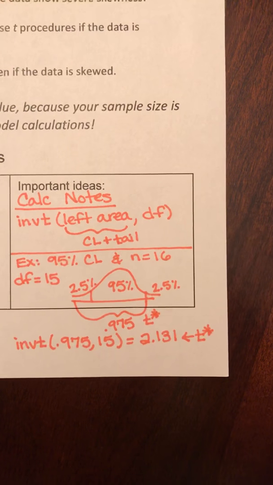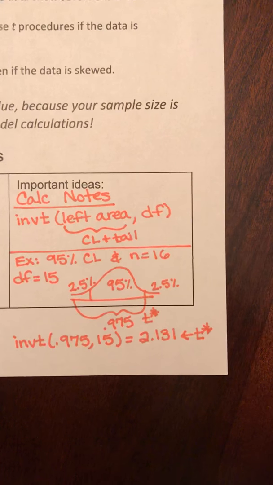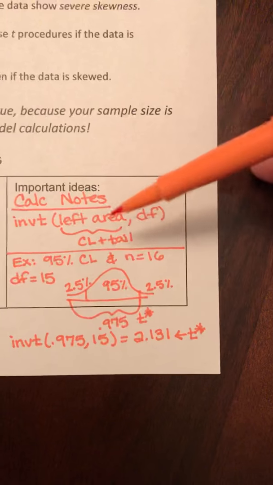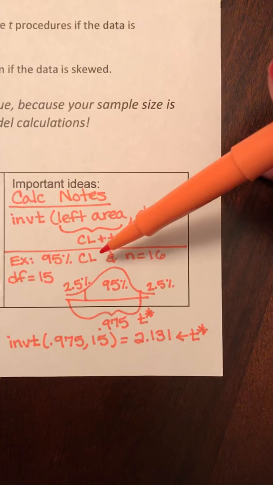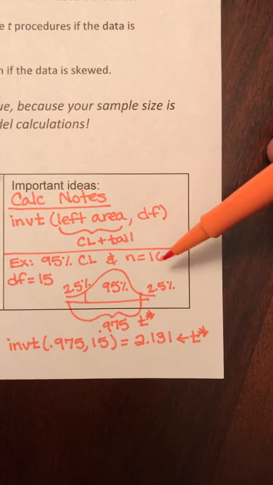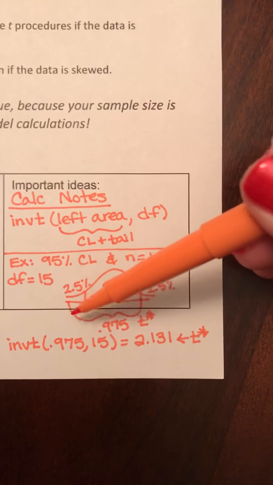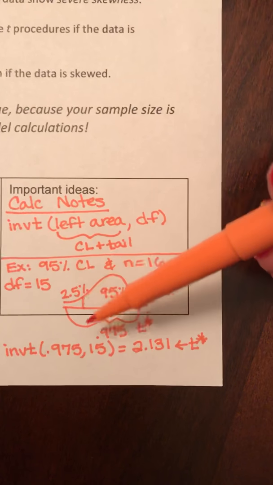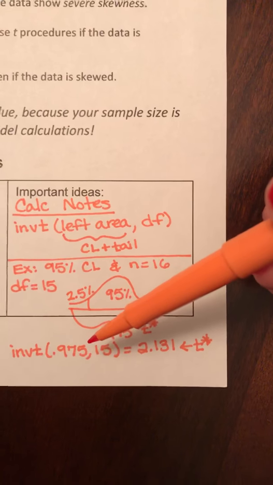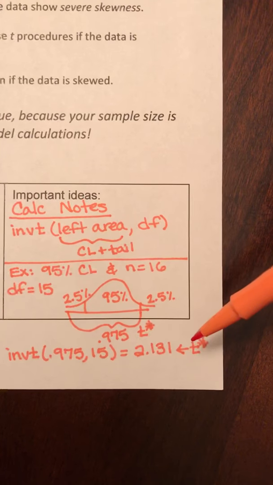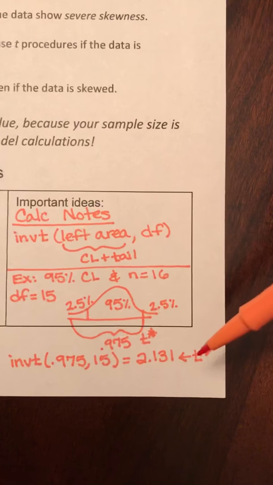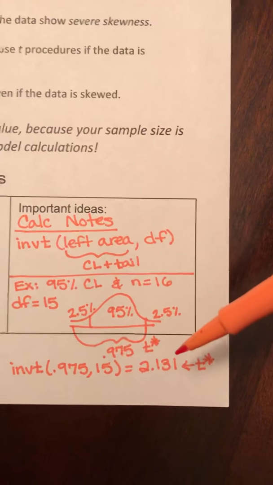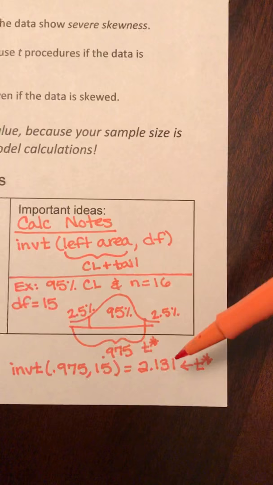What you're going to type in is the left area, so your confidence level plus the tail area, comma, and your degrees of freedom. So for example, say we wanted to construct a 95% confidence interval, and our sample size was 16. So our degrees of freedom is 15. If you check, your left area is going to be 95 plus that tail of 2.5%. So in invT, I type in 0.975, my degrees of freedom, and my T star is going to turn out to be 2.131. If you go in your table and you line up the degrees of freedom row with the 95% confidence column, that T star will match. You can use either method you like.